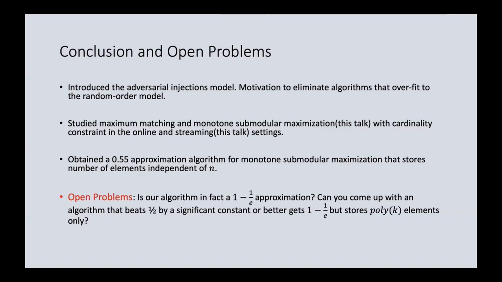First is whether there exists a 1 minus 1 by e approximation algorithm for this problem. Second is whether our algorithm is in fact a 1 minus 1 by e approximation. We believe so. The third is if you can come up with an algorithm that only stores polynomial in k number of elements, but beats half by a significant constant, or even better, gets 1 minus 1 by e.